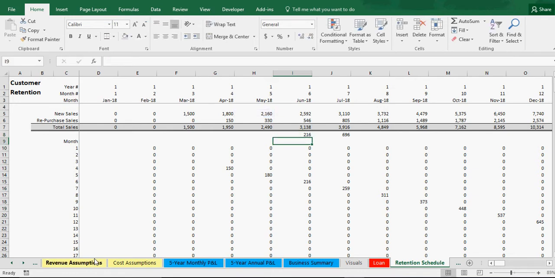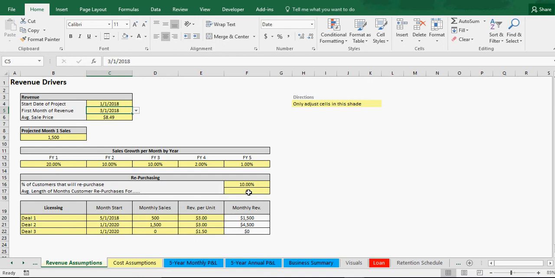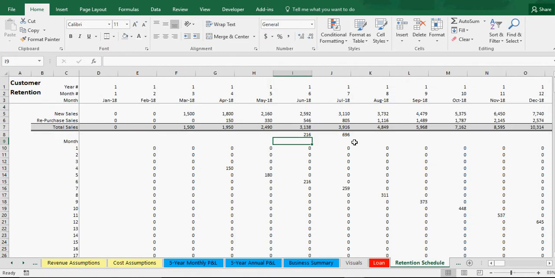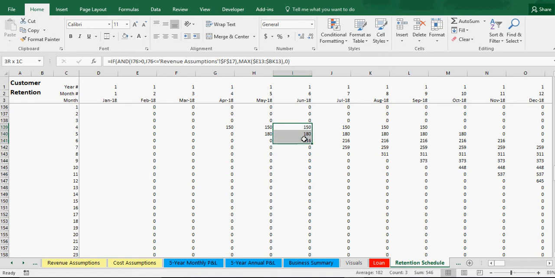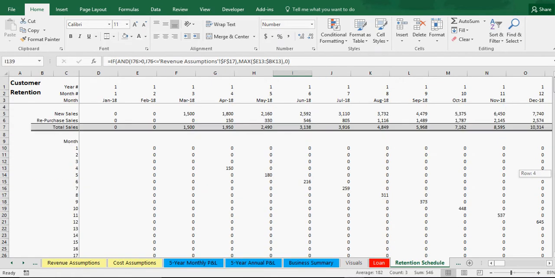Oh, hold on. What was our... They're repurchasing for 6 months. What happened here? What did I do? 150, 330. Well, let's see. What do we do here? Let's get down into the logic. 150, 216. For that month.